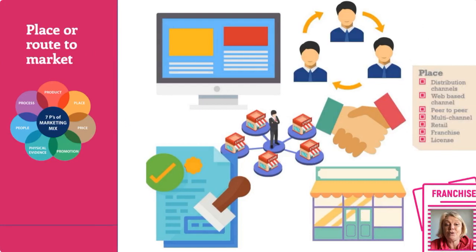Okay, the next one is place. Now, this is a bit of a cheeky P, actually. It really does mean distribution or route to market, as well as physical place. It's about how you get your product into the hands of your customers or your service. How does that happen? So, for instance, if you are a product, you can either sell through retail, you can sell through distributors, or you can sell direct to the consumer through e-commerce, or perhaps you might license your business. You might have franchisees.